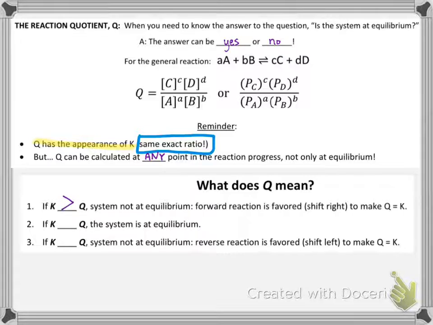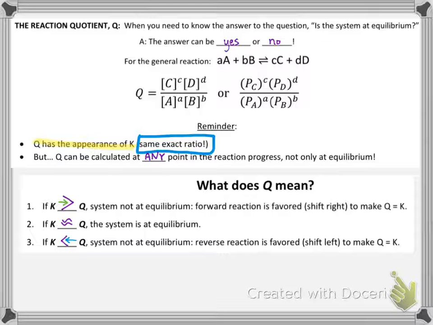If K is greater than Q, that means that you don't have enough products yet to be at equilibrium, so you are going to shift right and make more products. Now, if they're about the same, then the system is at equilibrium. And if K is less than Q, that means you currently have too many products, you're not at equilibrium, so you have to shift back towards reactants.